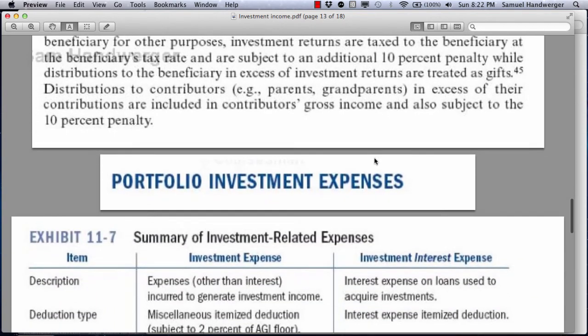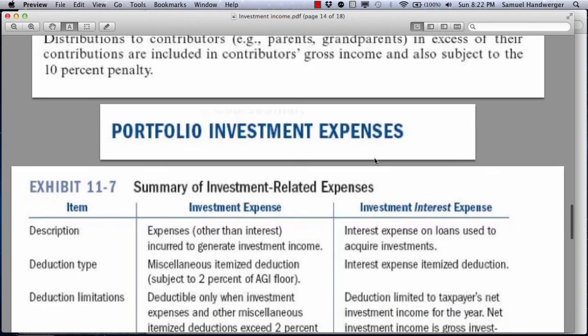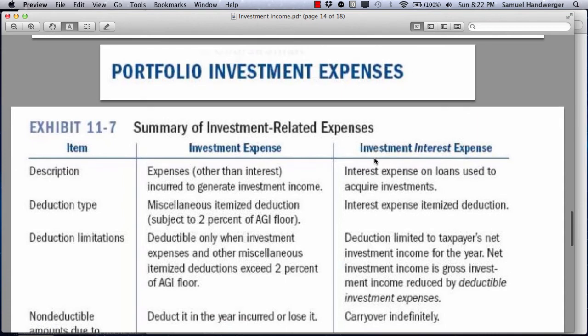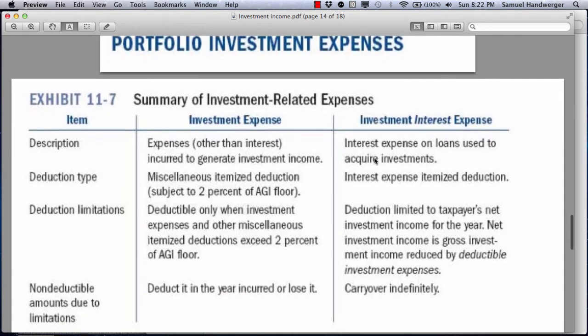Okay, so portfolio investments. This is a summarization of some portfolio investment expenses, a concept we mentioned before, but this is what Chapter 11 is about, so let's delve into which investment expenses have limitations. What we call portfolio investment expenses have limitations. And if you're not familiar with what we mean by portfolio income, check it out in your text. It's been mentioned in class.